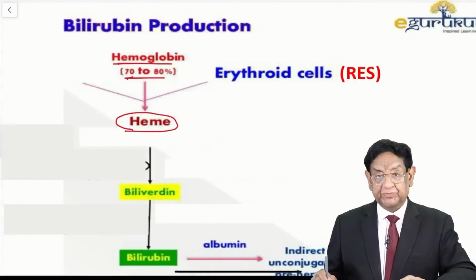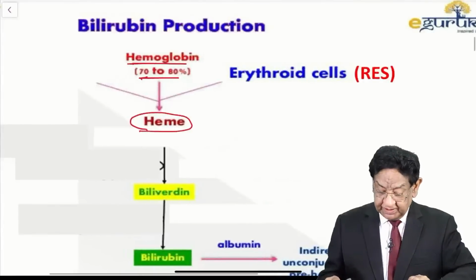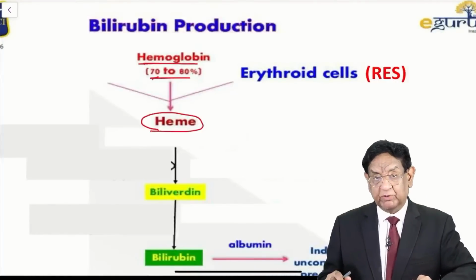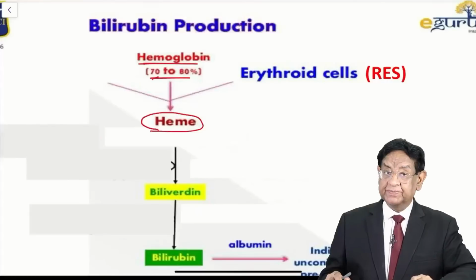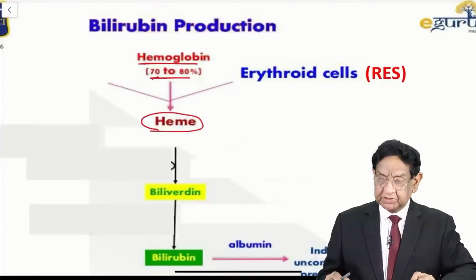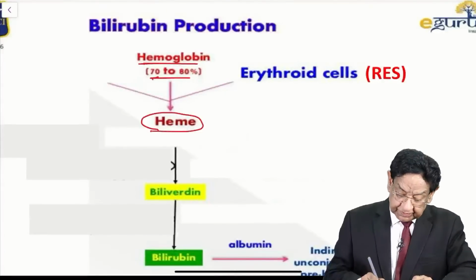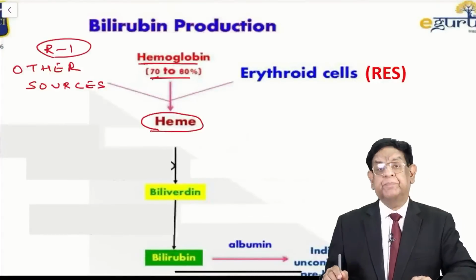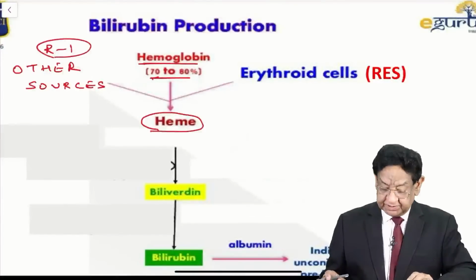Now, a beautiful question for you. Write down the answer in your copy. I have mentioned that this heme is coming from hemoglobin. What are the other sources of heme in the body? I give you 30 seconds to think and answer. What are the other sources of heme? This is a rank 1 question, a basic biochemistry question not known to 90%.